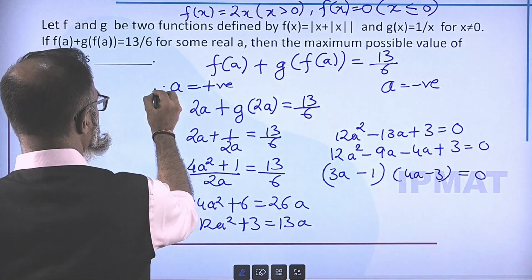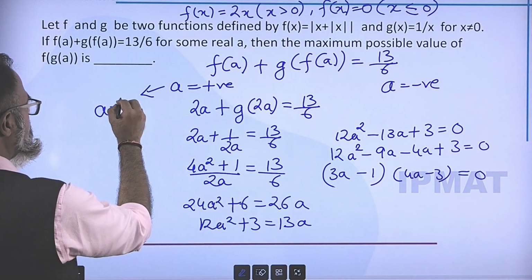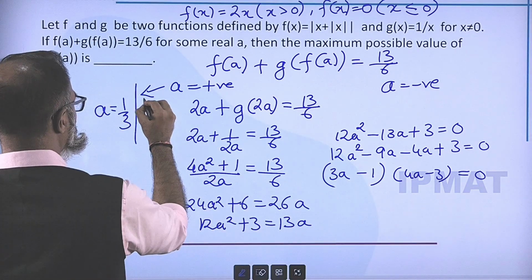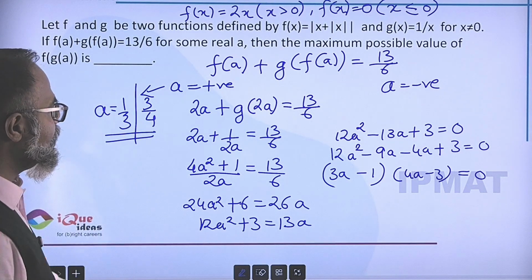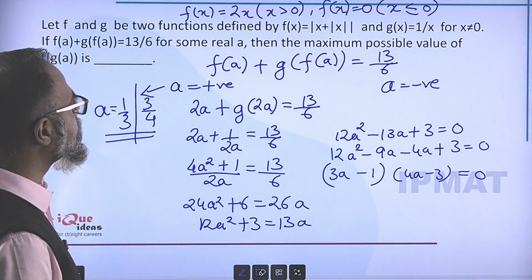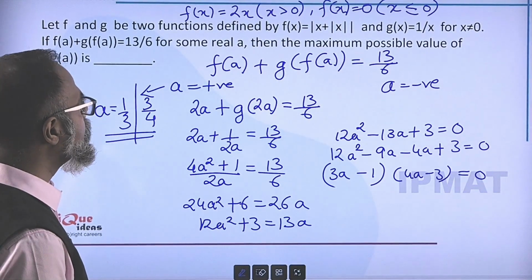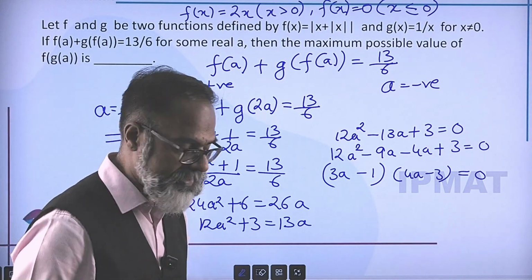So if a is positive, I get 3a - 1 = 0, so a is 1/3, or 4a - 3 = 0, so a is equal to 3/4. I get two possible values of a in this case. Great. But what if a is negative? Do I need to go there? Well, let's see what happens if it is negative.